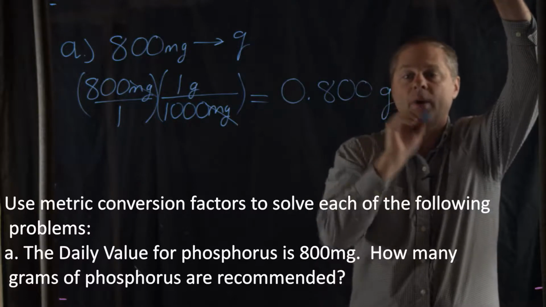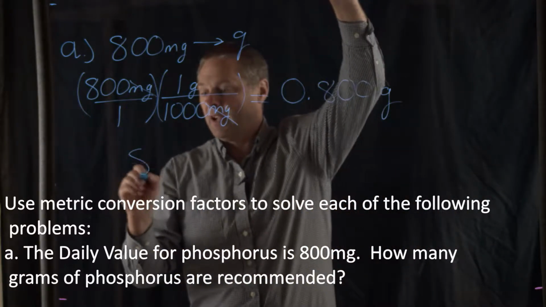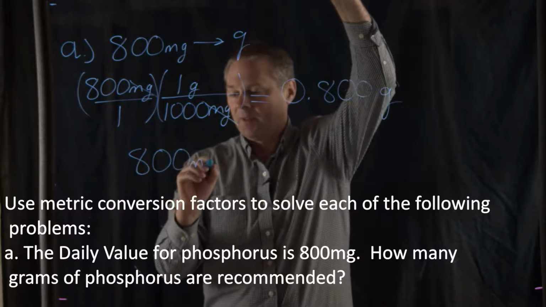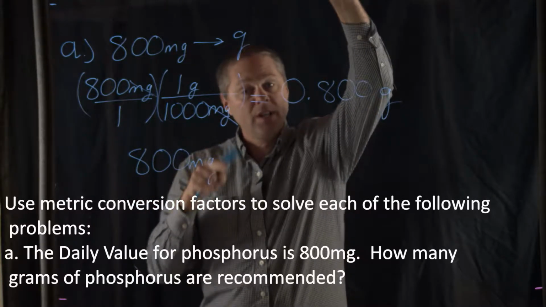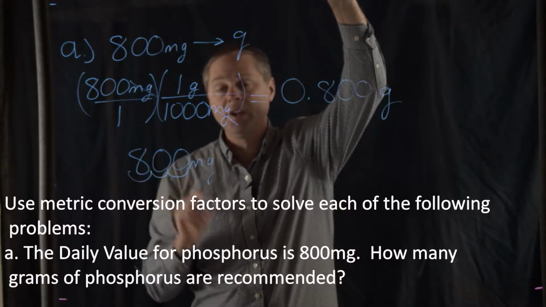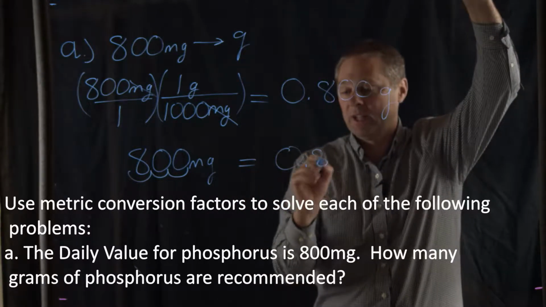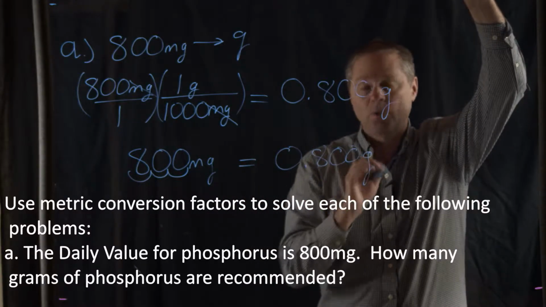And so this becomes equal to 0.800 grams. Now there's another way in which we can do this. We can take the 800 milligrams and realize that if we move the decimal point 3 places to the left, so 1, 2, 3, that's going to give us the exact same numbers we got before. So 0.800 grams.